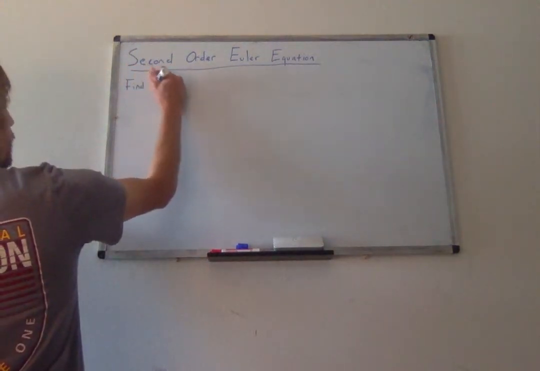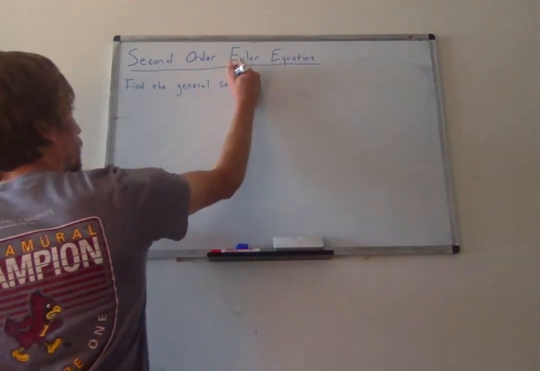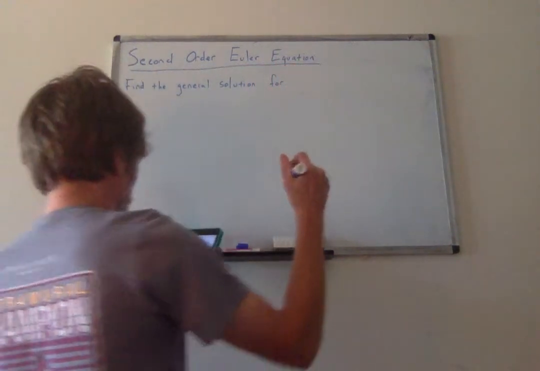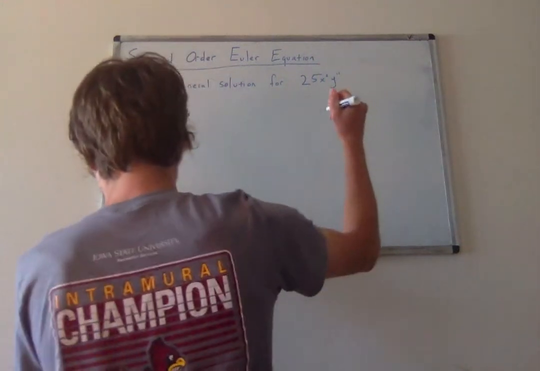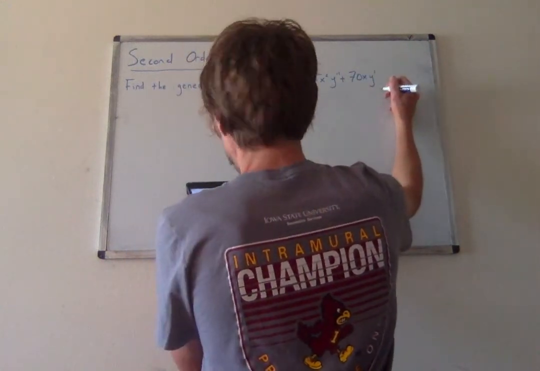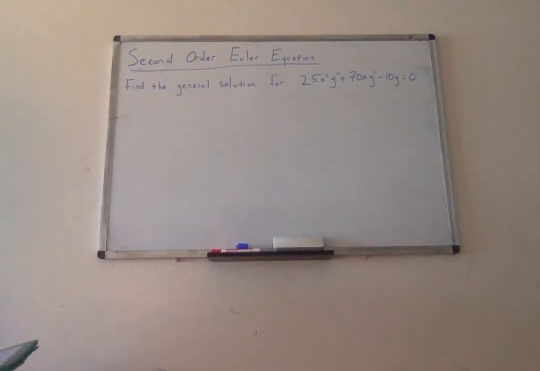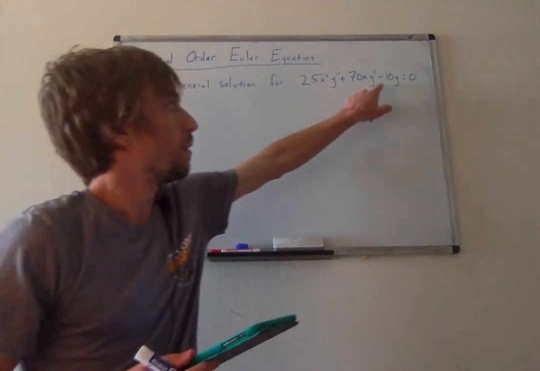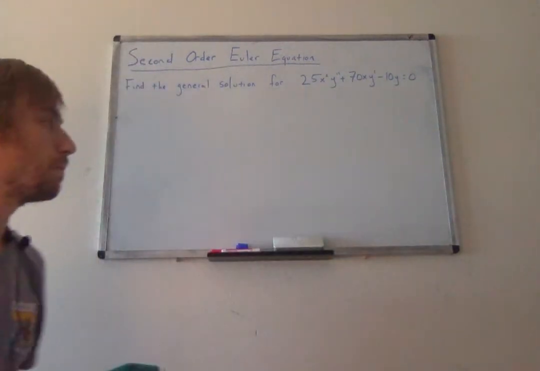And so we want to find the general solution for the equation 25x squared y double prime plus 70x y prime minus 10y is equal to 0. So first off, we can check this is a second order Euler equation. It fits the form, so 25 would correspond to a, b, c, x squared y double prime, x y prime.